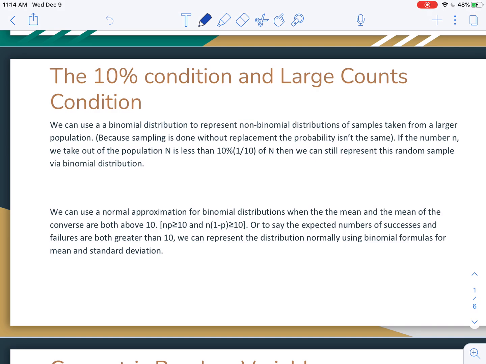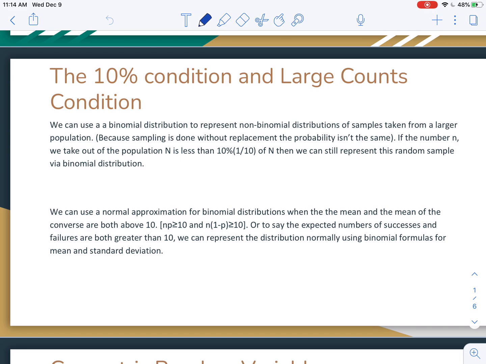Like the difference between 99 out of 100 and 98 out of 99 is not incredibly different. The difference between 1,000 out of 10,000 and 999 out of 9,999 is not that much different. The difference between 50 out of 100 and 49 out of 99 are not that much different. We're talking about really, really small changes. So if we can pull less than 10% of a population out for our sampling, well, then we can use a binomial distribution to represent it.